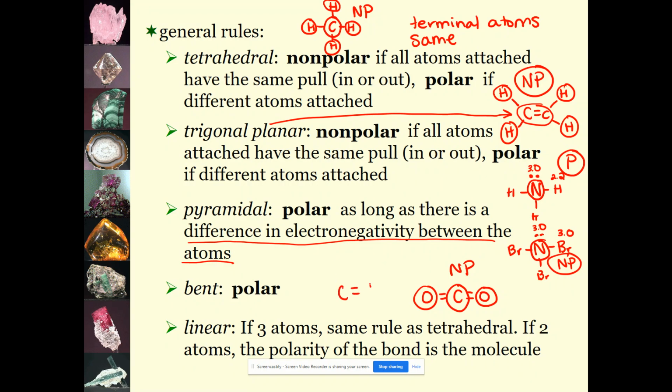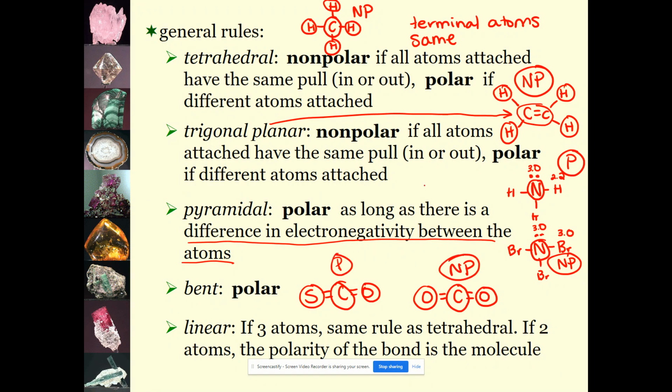And again, it doesn't matter if the bond is single, double, or triple. These are just examples. So this is my central atom. It's bonded to a sulfur and an oxygen. So the 2 terminal atoms are not the same. Therefore, the molecule remains polar because even though they're pulling in opposite directions, they're not pulling with equal strength. So the molecule remains polar.